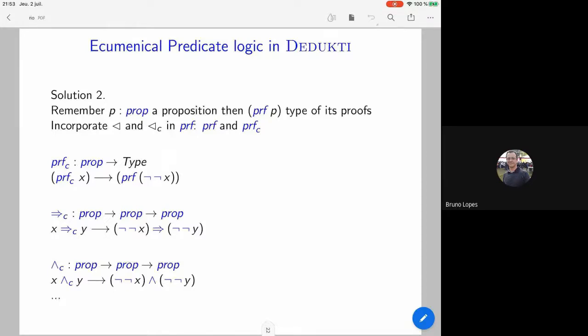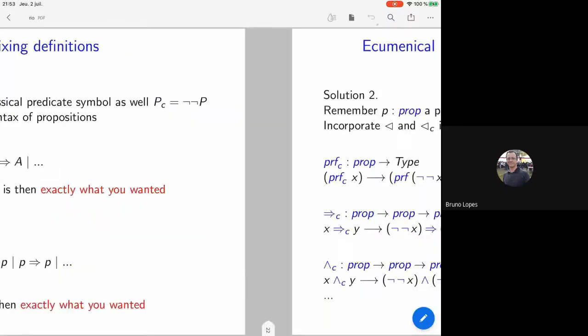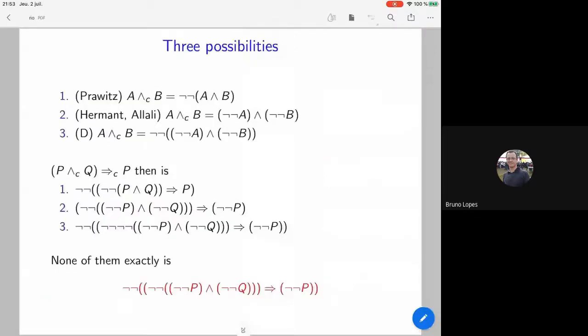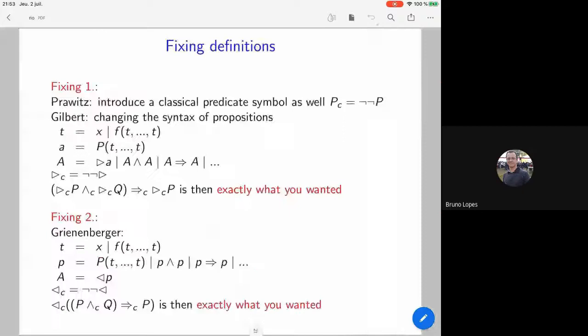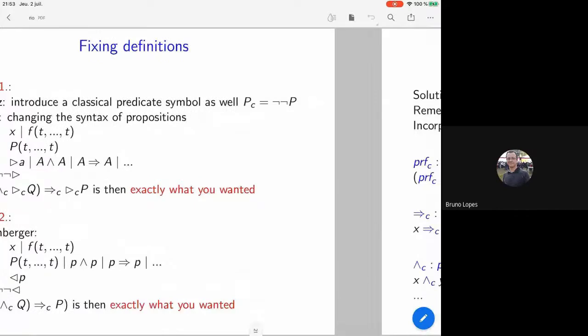So solution 2, remember, is the one where, here on line 2, I'm waiting for the slide to come, you don't put the double negation at the root of the proposition. You only put it on the subformulae. And to fix the problem, you have to put this dual Gilbert operator in front of it. And its classical version is the double negation of the constructive one.